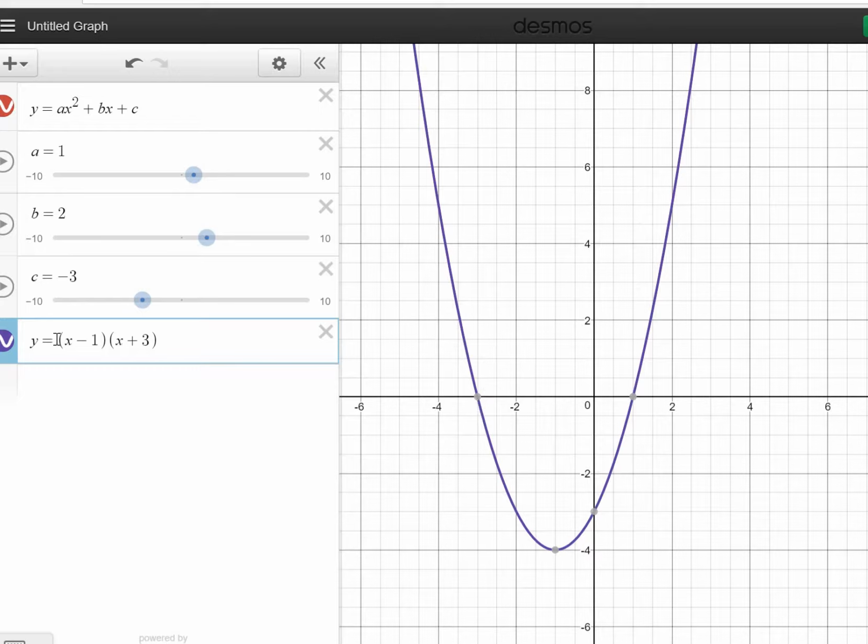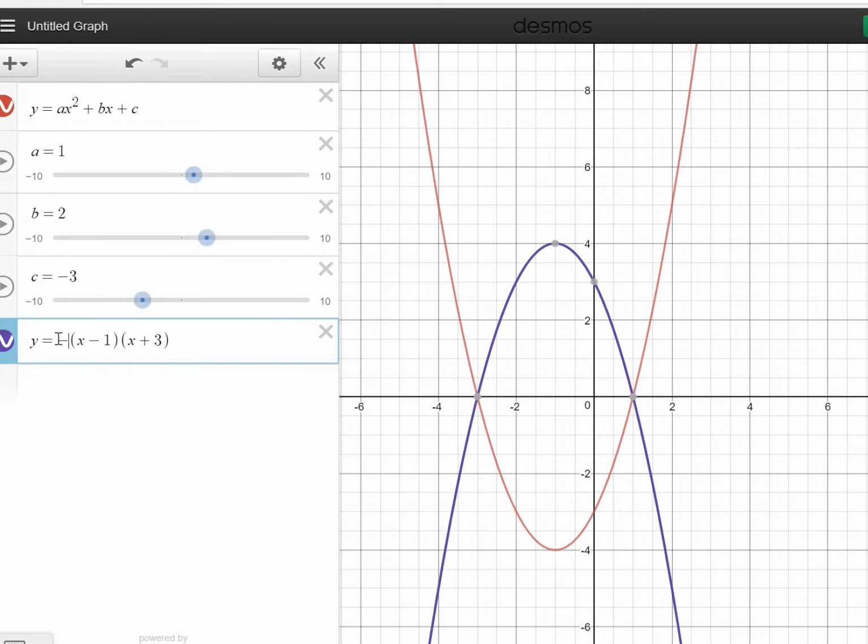We know that the intercepts are -3 and 1, like I've just pointed out, but how do we know whether our parabola is a happy parabola, smiley face, or an upside down parabola, a frowny face? Well, that's because this is a positive equation. If it was a negative equation, we would get our upside down version. Okay, so the red one here is our positive at the moment, because we have a equals positive 1.